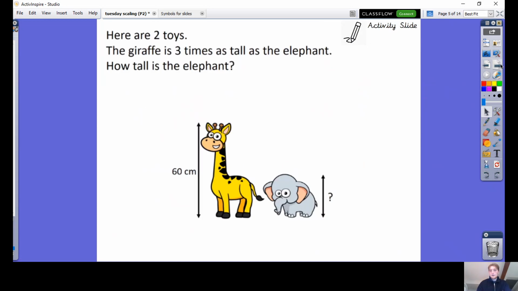Okay, right, your turn to have a go at doing that then. I would like you, using a bar model, to answer this question. Here are 2 toys. The giraffe is 3 times as tall as the elephant. How tall is the elephant? Now, use a bar model to help you with this. Pause the video and have a go.